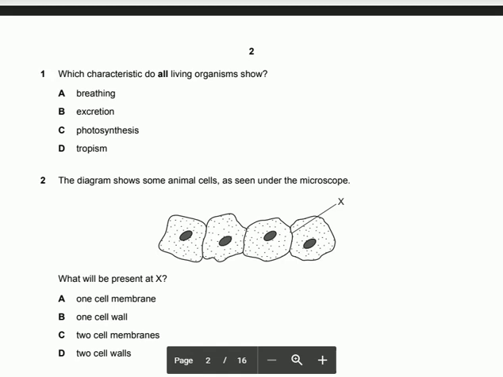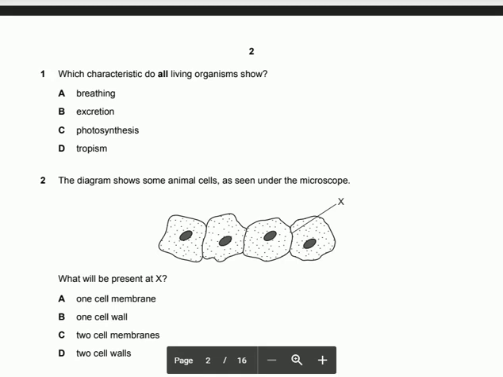Question number 1. Which characteristics do all living organisms show? Breathing, excretion, photosynthesis, tropism. Tropism is not shown by all organisms, human beings for example. They don't show tropism. Tropism is the ability to adjust with the environment. In other words, there's gravitropism and phototropism. Phototropism is attraction towards light, and gravitropism towards gravity. I'm actually not a really good teacher, but just telling you this.